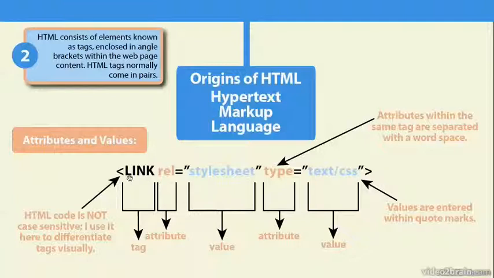So in this particular example, I've got the link tag. I've added an attribute and a value, and here's another attribute and another value. You'll notice that the attributes within the same tag are separated with a word space, and the values are entered within quote marks.